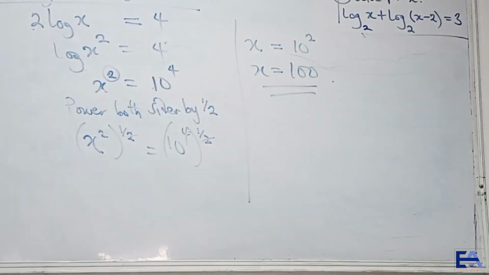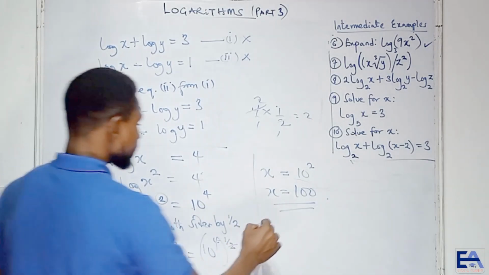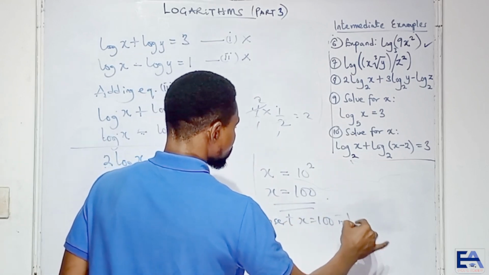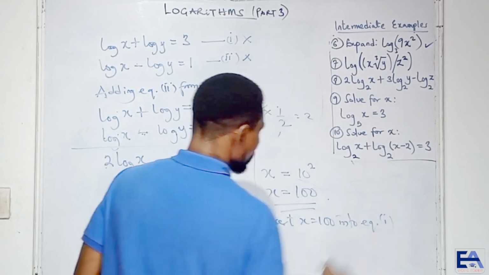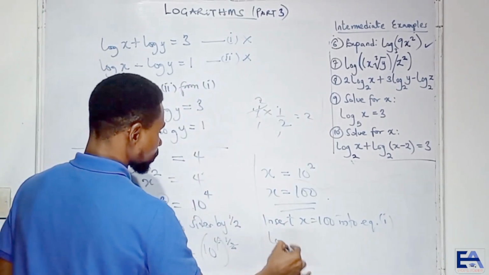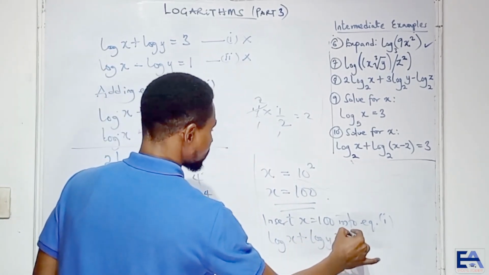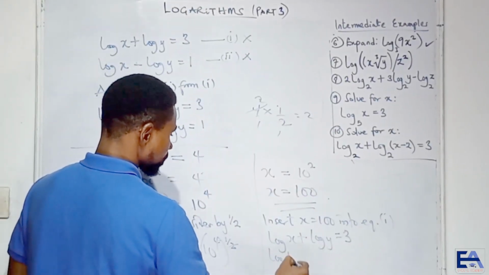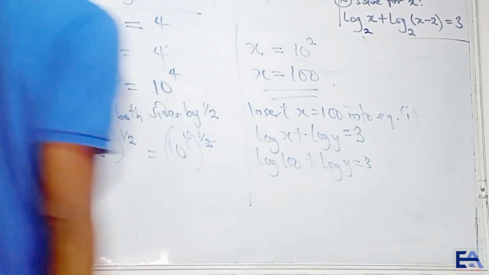Now I have gotten the value of x. So I want to find the value of y. So insert x equals 100 into any equation you like. So let's say equation 1. Equation 1 says log x plus log y is equal to 3. So we now have, since x is 100, log 100 plus log y equals 3.